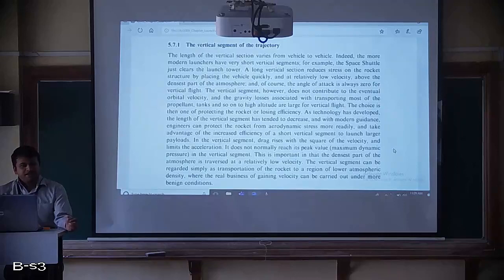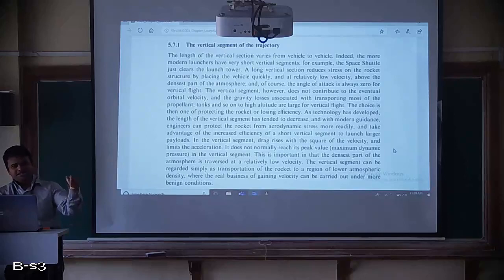Placing the vehicle quickly in the atmosphere, relatively initially the velocity will be very less. While taking the vertical takeoff, while moving in this vertical segment, the velocity will be very low, which in turn produces less amount of drag, which in turn puts less stress on the structure of the rocket here. Also the angle of attack will always be 0 since it is going up vertically.